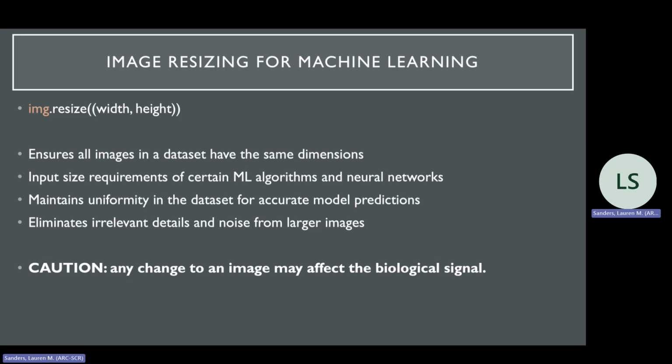If you're worried about getting accurate model predictions in a dataset that might have much larger images or much smaller images, and it can also help eliminate irrelevant details and noise from images that are larger but don't need to be. However, I say all of this with a note of caution, because if you change a biological image, this resizing change may have a large effect on the biological signal. And we'll look at an example of this in the notebook.